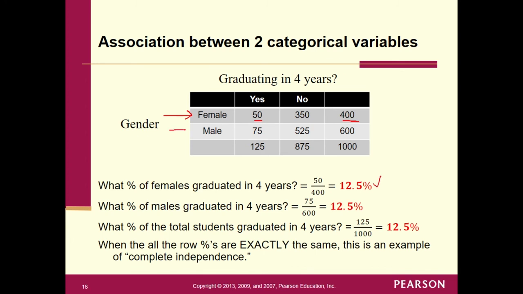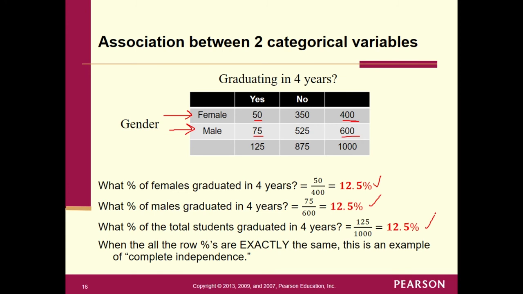Then we would go ahead and ask, okay, what about the males? What percentage of males graduated in 4 years? 75 out of 600, oh, 12.5%. And if you did that for the total, you would find the exact same thing, 12.5%. So when all the row percentages are exactly the same, this is an example of complete independence.